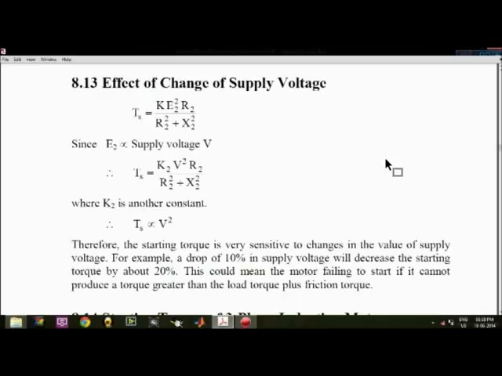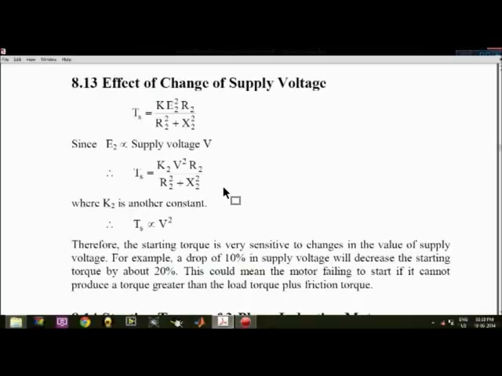In the previous class we read that the starting torque is given as K E2 square R2 by R2 square plus X2 square, and in this case E2 is directly proportional to the voltage. So we can write T equals K2 V square into R2 by R2 square plus X2 square, where K2 is a constant. From this equation we can say that the starting torque is directly proportional to V square.